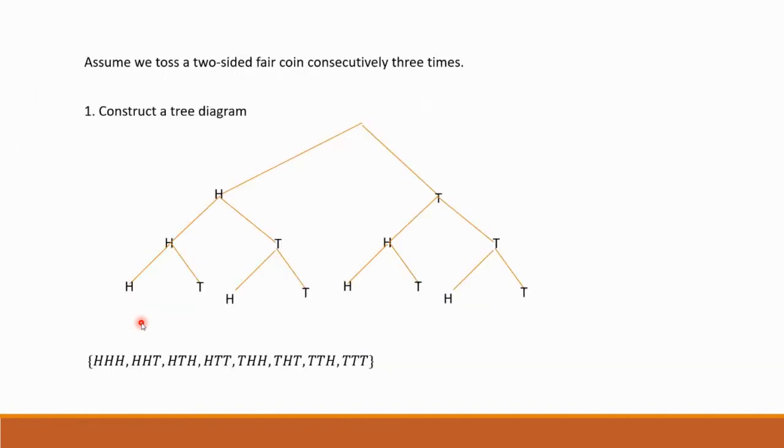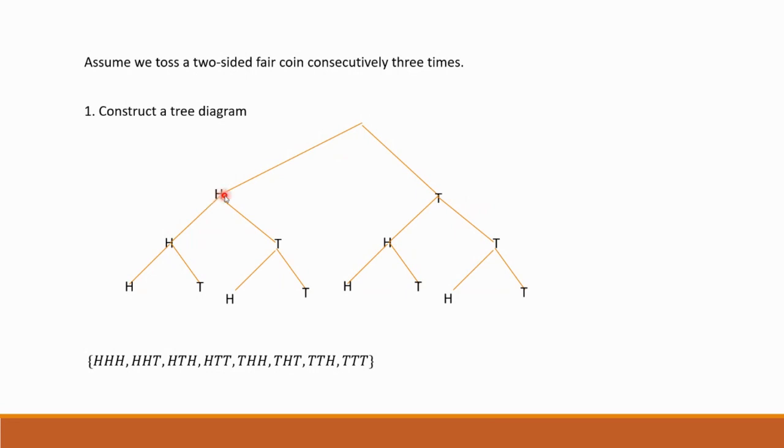So let's suppose now we're tossing a two-sided fair coin, tossing it 3 times consecutively. What's nice about this is we can actually get the sample space. In other words, we can list all the outcomes. We can list all of them. Okay? And that's what I'm using this tree diagram for. Remember, you start at some point and you draw a branch for each outcome.